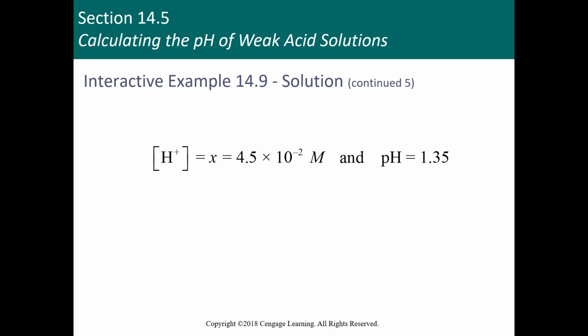Okay, so we have our x. Now remember, our H plus concentration is the same as that x. And so that is 4.5 times 10 to the negative 2 molarity. Our pH is just the negative log of this value right here. So we take the negative log of this value, and we get a pH of 1.35. This is an acid, so that makes sense.